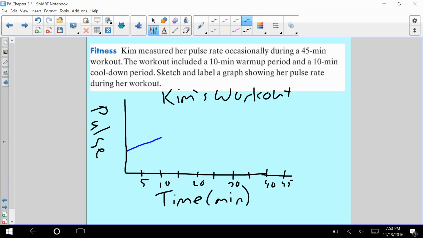She's going to work out for this middle 25 minutes. So her pulse is probably going to jump up pretty fast, and then it's going to steady out, but it's going to kind of bob and weave back up in there. And then she has a 10-minute cool down, so she's going to go down steadily and slowly. That is a graph that could look like what Kim's workout looks like. Yours might be slightly different, and that's okay.